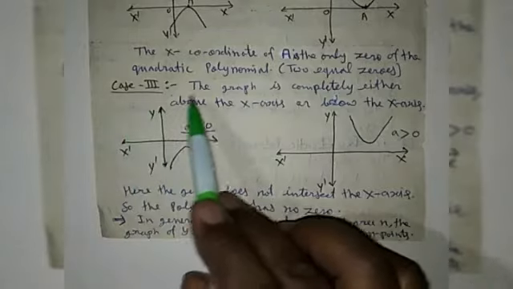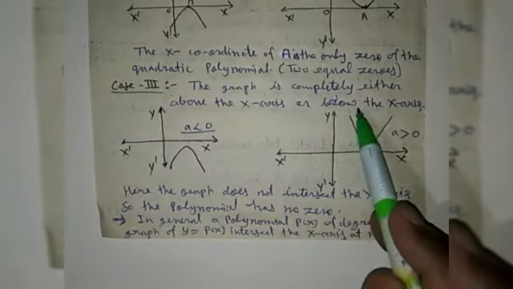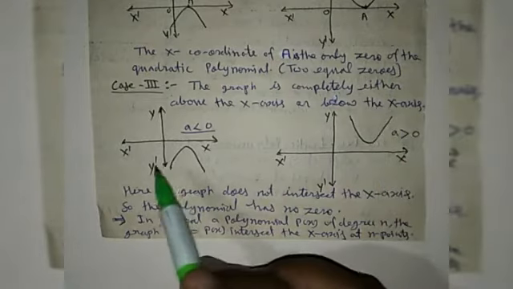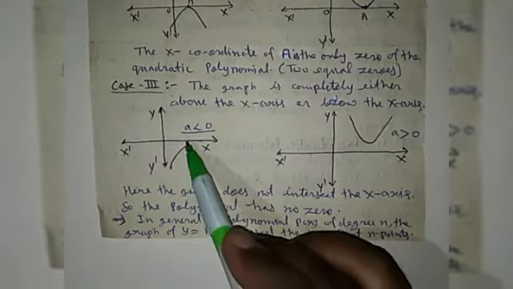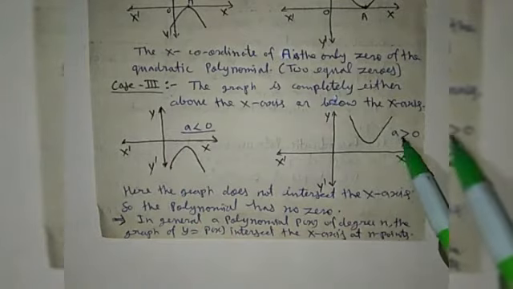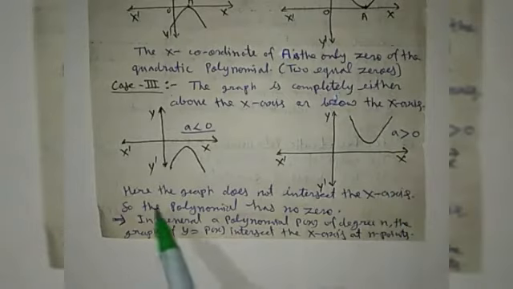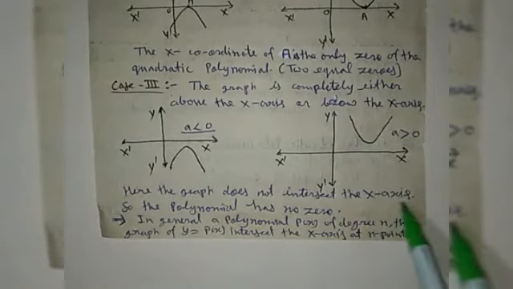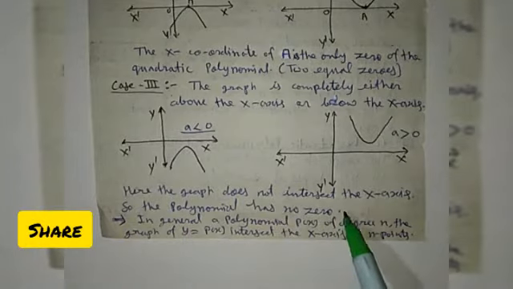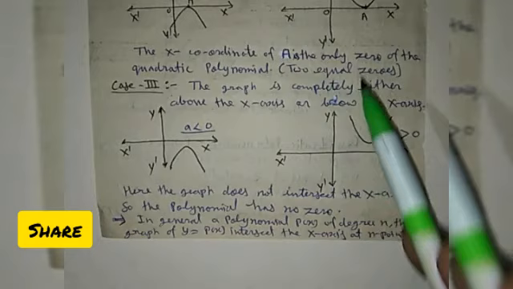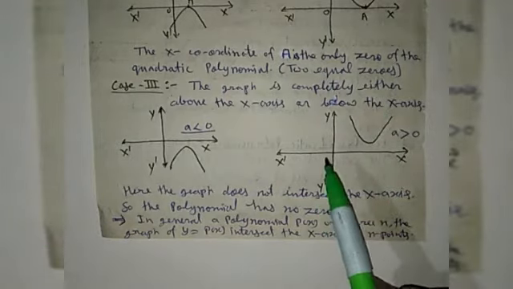Now in case 3, the graph is completely either above the x-axis or below the x-axis. So here, see the graph, it is for a less than 0, it does not touch the x-axis. Here, for a greater than 0, it does not touch the x-axis also. So here, the graph does not intersect the x-axis, so the polynomial has no zero. Hence, in case of polynomial, there are three types of cases.